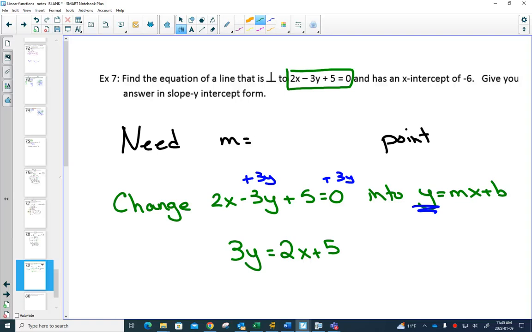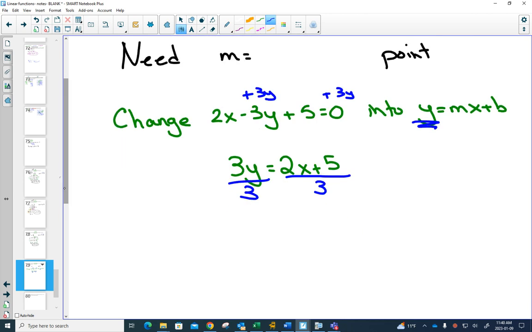I need to divide this side by 3, which means I need to divide this whole side by 3. When you divide this side by 3, you just get y. This whole side by 3 means that the first term is divided by 3, which we'll write as 2/3 x. The second term is divided by 3, which is 5/3. And now that we've changed it to y equals mx plus b, we know that the slope of our green line is 2/3.